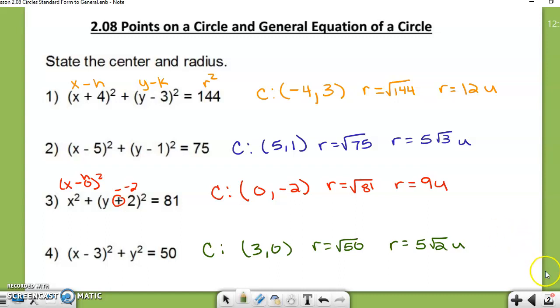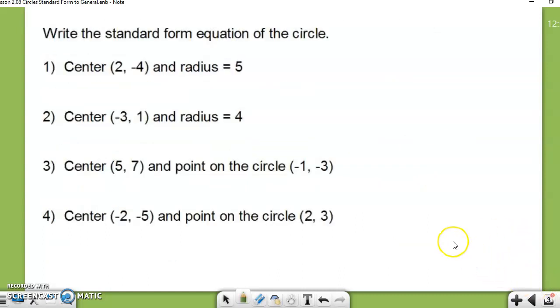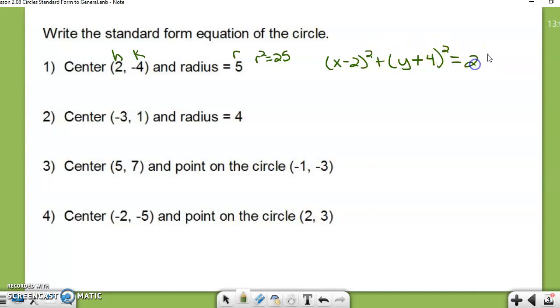Okay. Now let's take a look at a few more problems. We're going to write the standard form of the equation of the circle with the given information. Again, this is also review material. So this is my h value, this is my k, and this is r. The first thing I want to think about is r squared. It's going to be 25. So I'm going to start with x minus +2, which is just going to be x minus 2. Y minus a -4 is going to be y plus 4. And I've already figured out my r squared is 25.